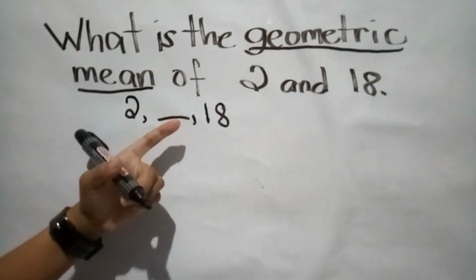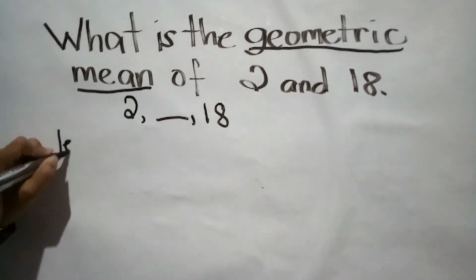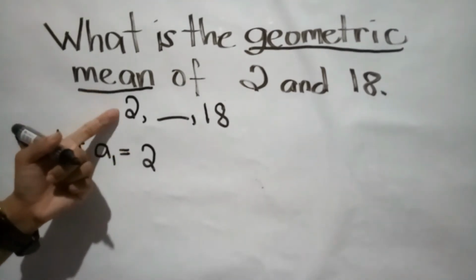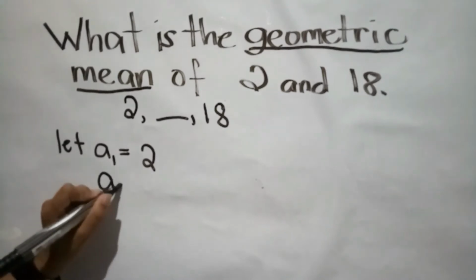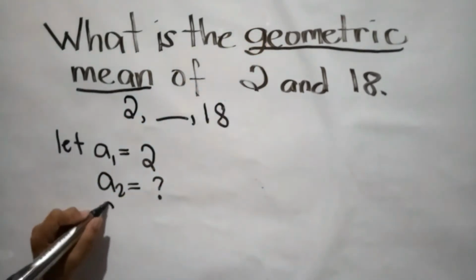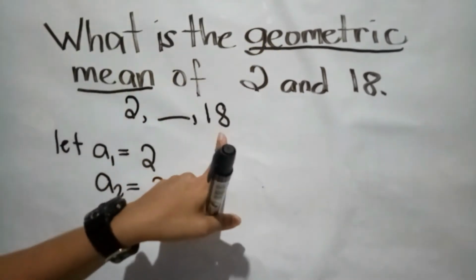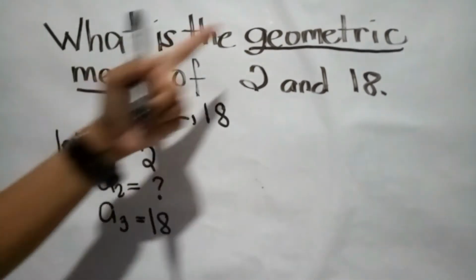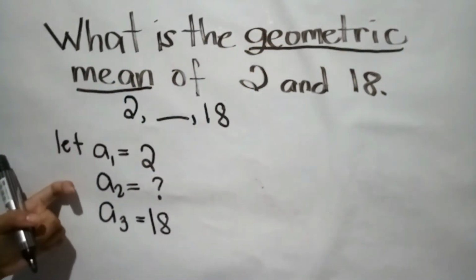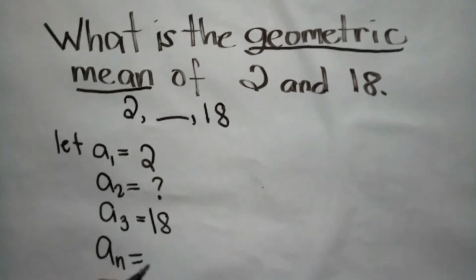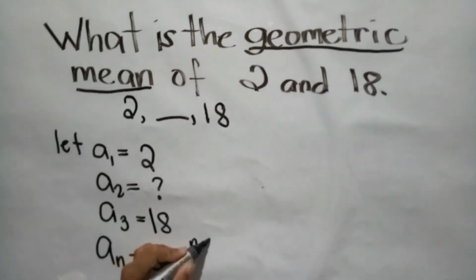So let's find the geometric mean. We will let a sub 1 is equal to 2. Since 2 is the first term, a sub 2 is not given, and that is the geometric mean. Then a sub 3 is equal to 18, or the last term. Now, in finding a sub 2, or the geometric mean, we will use the formula in a geometric sequence, which is a sub n is equal to a sub 1 times r raised to n minus 1.